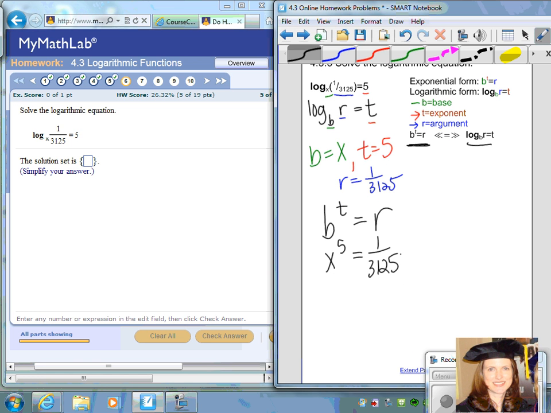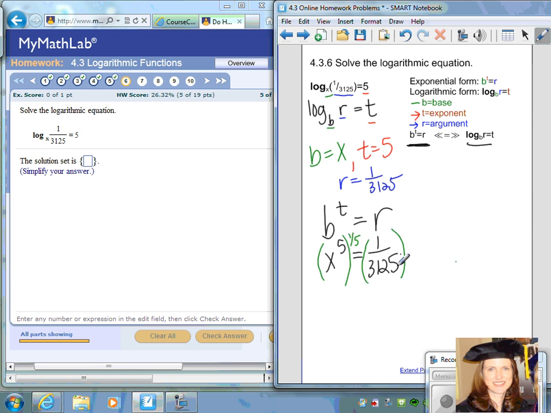To get the x by itself, we want to raise this left side to a power that is a fraction that when we simplify, we get rid of that power of 5. The power that we're going to raise it to is going to be the reciprocal, 1 over 5. If you raise the left side of the equation to the 1 over 5 power, you have to do the same thing to the right side of the equation. Raise that to the 1 over 5 power.